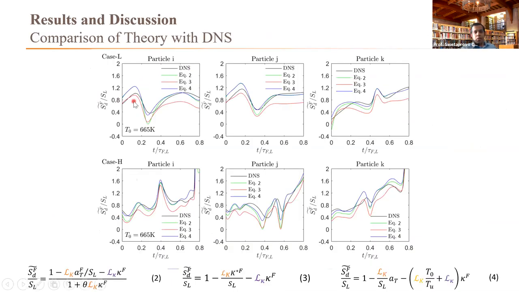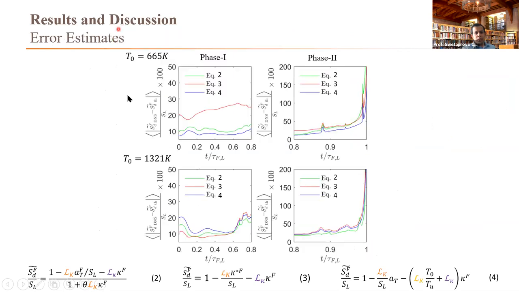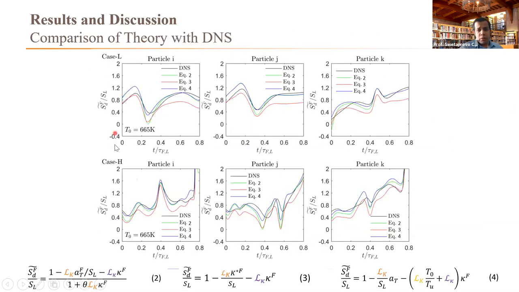So what do we see here? These are for three different arbitrary particles, particle I, J, K. Once again, we plot it in terms of T by tau FL in the first phase, where the variation is not much from SD by SL equal to one. Between 0 and 0.8, this black line is the DNS, and the green, red, and blue are the models based on different stretch rate definitions. This is based on the full stretch definition. This is based on the asymptotic stretch definition. This is based on the modified stretch definition, where you replace the SD with SL times temperature ratios for that isotherm.